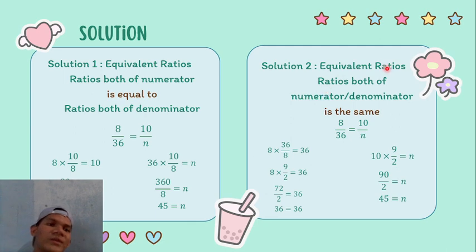Solution 2 is equivalent ratios: both numerator or denominator is the same. 8 times 36 per 8 is equal to 36. So we got 36 is equal to 36. And we got 10 times 9 per 2 is equal to n. We got 90 per 2 is equal to n, and n is 45.